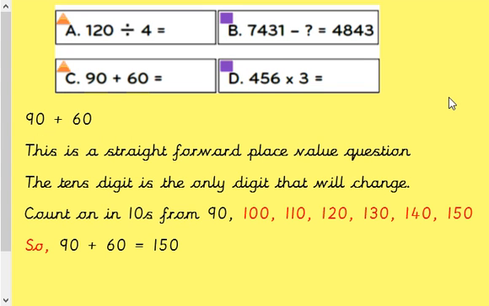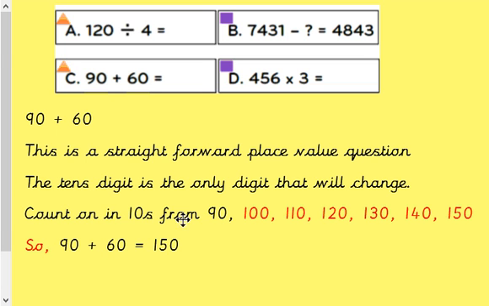Second question we're going to look at this morning, we're going to look at 90 plus 60. Now this is a straightforward place value question. The 2 ways you could have done it. The first way is that you just think about only changing the tens digit. So we would count on in tens from 90. So 90, and then we would say plus 10, 20, 30, 40, 50, 60. So our answer to 90 plus 60 would be 150.